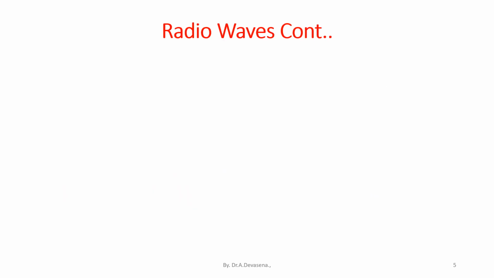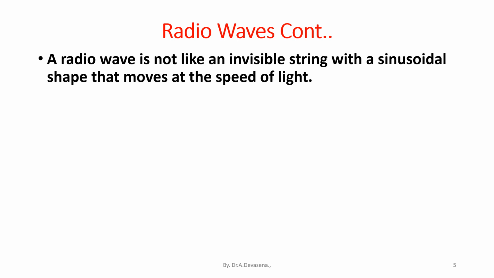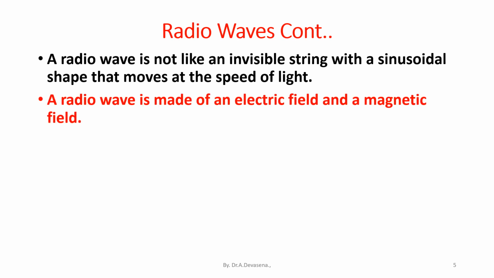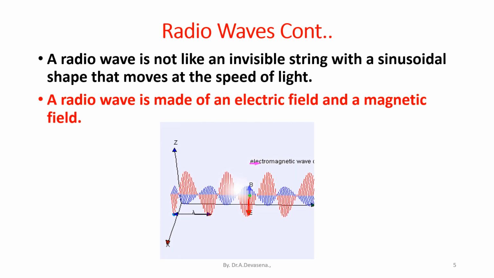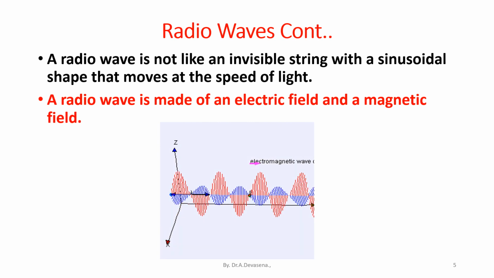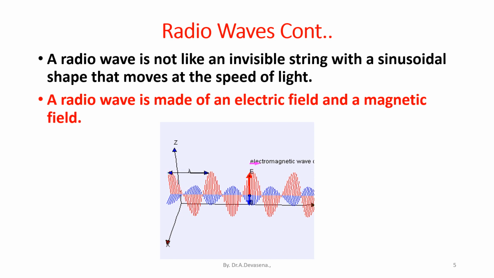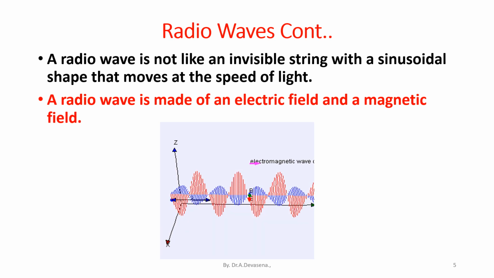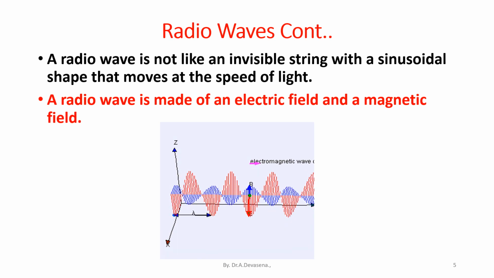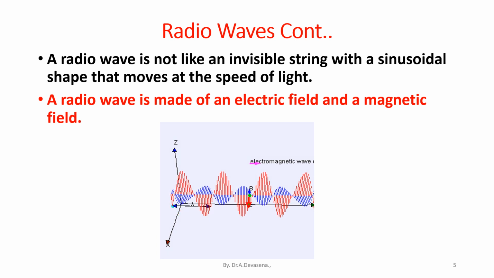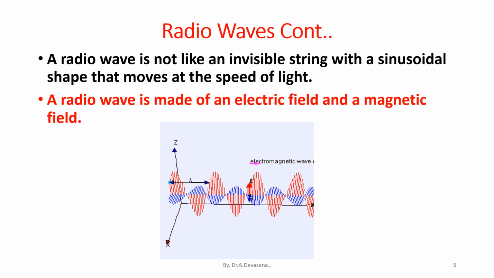A radio wave is not like an invisible string with a sinusoidal shape that moves at the speed of light. A radio wave is made of an electric field and a magnetic field. This is indicated in this diagram. In this diagram, we have the electric field as well as the magnetic field. This is indicated in this graph.